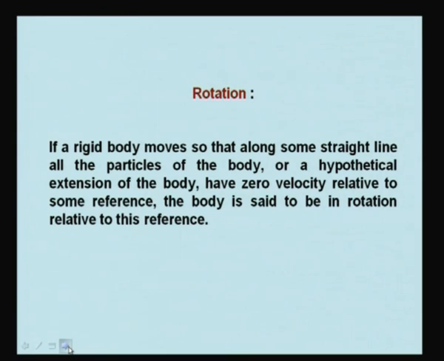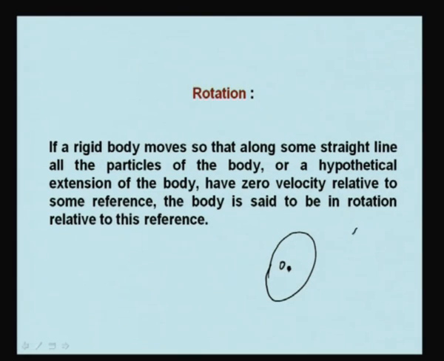If a rigid body moves so that along some straight line all the particles of the body, or a hypothetical extension of the body, have zero velocity relative to some reference, the body is said to be in rotation relative to this reference. So if a rigid body is rotating about this point O, and you draw a perpendicular to the plane passing through O, then on that axis all the particles have zero velocity. Therefore, the body is rotating about this point O.